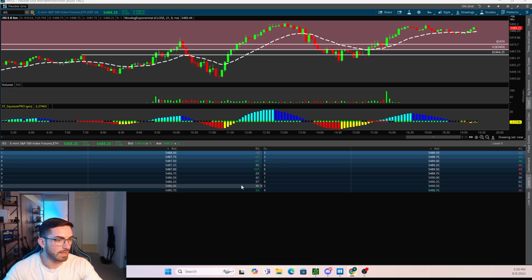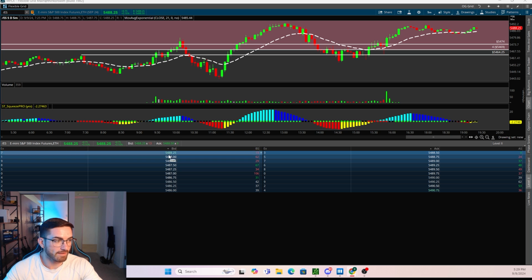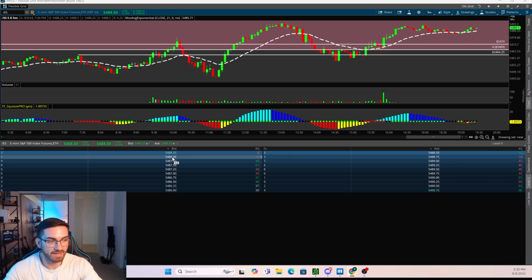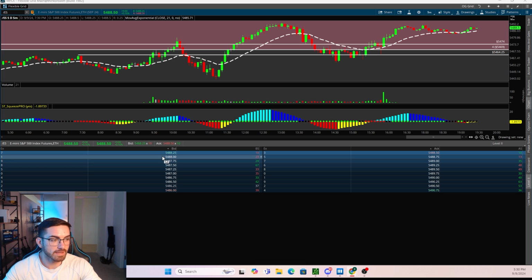Now, looking at the screen right here, this is the level 2 for the S&P 500 futures. On the left side, we have the bid, and on the right side, we have the ask. The level 2 is going to be passive orders, meaning limit orders sitting in the market waiting to be filled. So if I wanted to buy, let's just say 20 ES contracts right now, and I wanted to get filled at 5488.25 for my buys, that is a limit or passive order. And I would show up right here on the bid side of the market because I am waiting to get filled at the bid as a buyer.